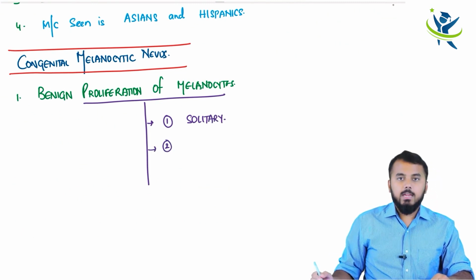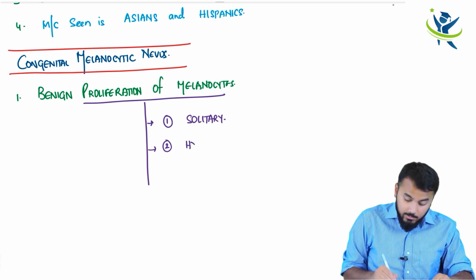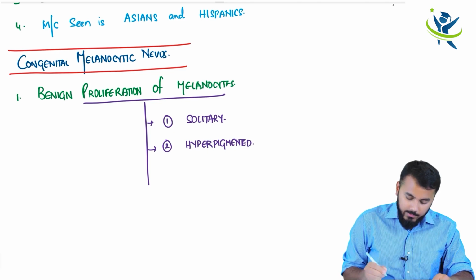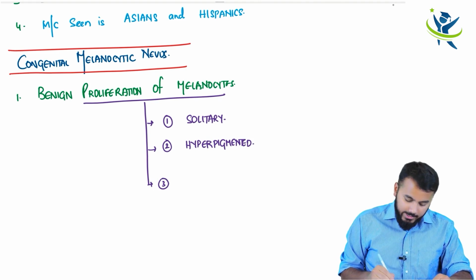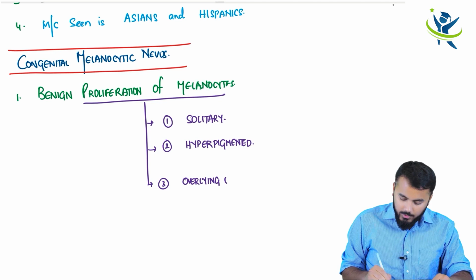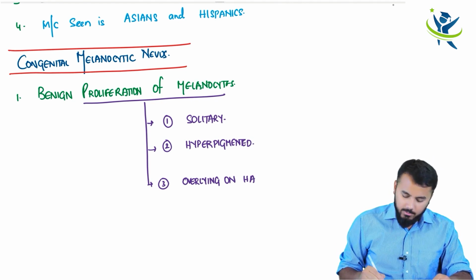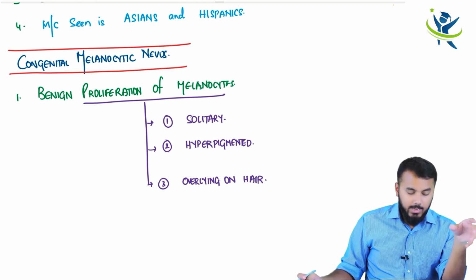The second important thing is whether this patch is hyperpigmented or hypopigmented. Obviously, this patch will be hyperpigmented. And where is this patch present? This patch is present on the hairs, right? So, this patch is overlying the hairs. It might be hairs of the back, hand, face, abdomen, anywhere it can be. So this is how you depict congenital melanocytic nevus.